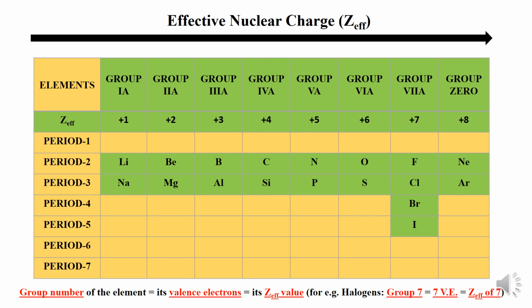So I have given that halogens belong to group 7, and I have asked you to find out the number of valence electrons and the Z effective value. So group number will be same as that of the valence electrons and the Z effective value. So since the halogens belong to group 7, it will be having 7 valence electrons in the outermost shell, and its Z effective value will be 7. So this is the most easiest way of finding out the group number of the element, valence electrons, as well as the Z effective for the given element.